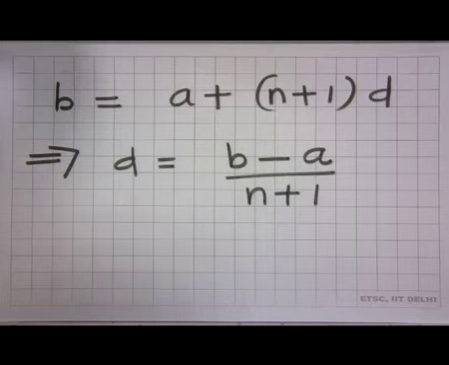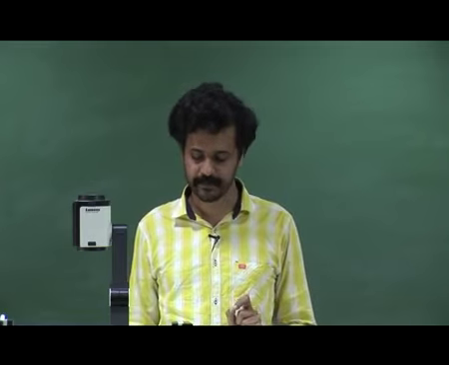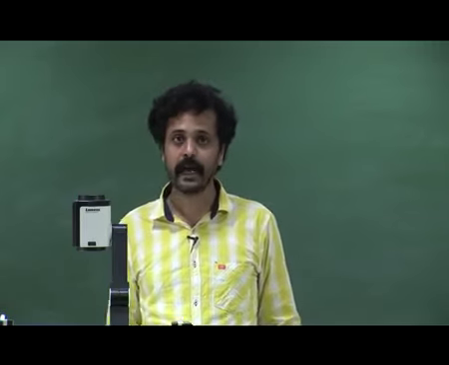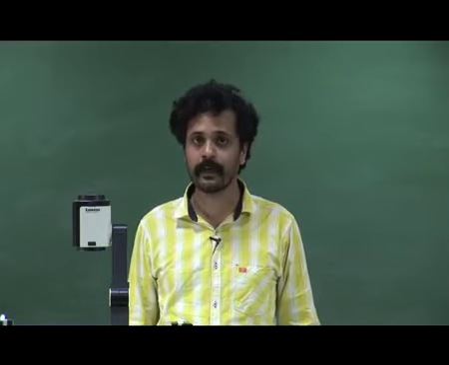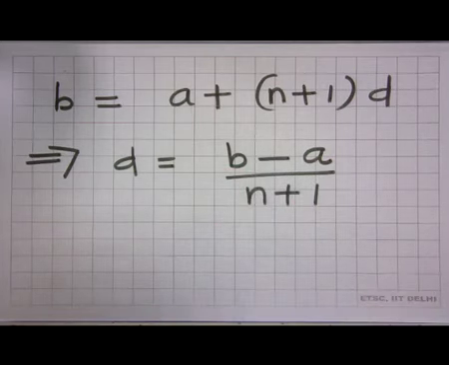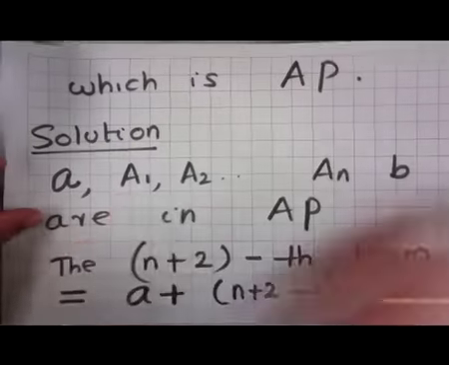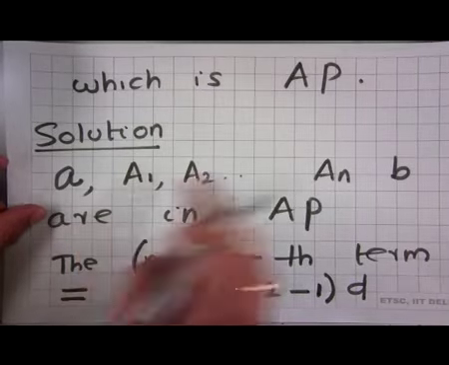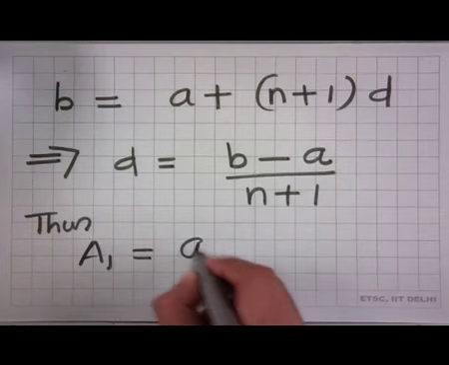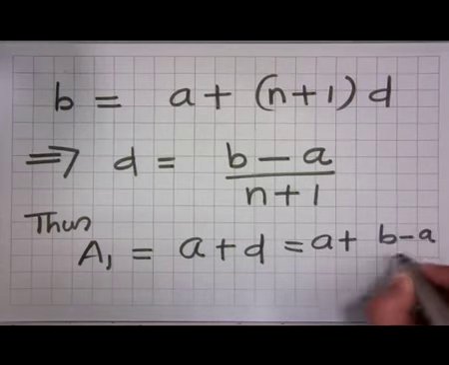Recall, to describe an arithmetic progression completely, what we need is the first term and the common difference. Here the first term is given, the number A, and we have just now obtained the common difference D as (B minus A) by (n plus 1). Thus, the second term, that is the first number to be inserted, capital A1, will be A plus D, which is A plus (B minus A) by (n plus 1).